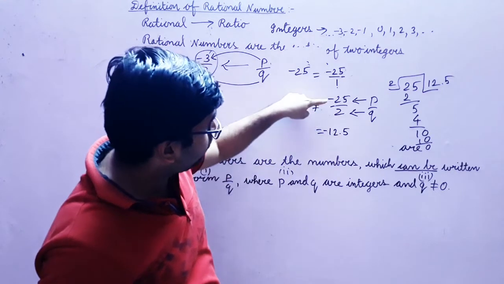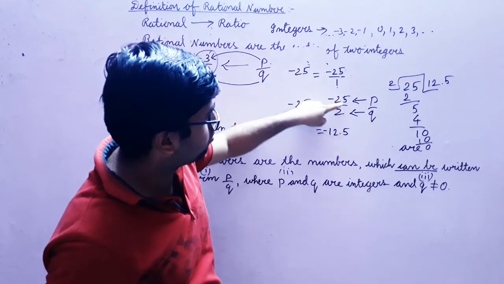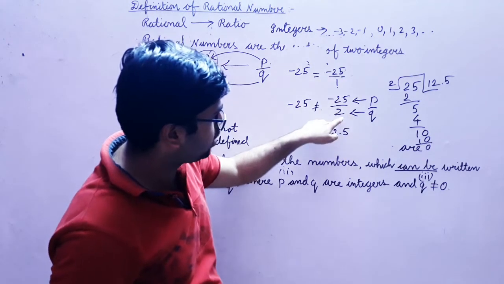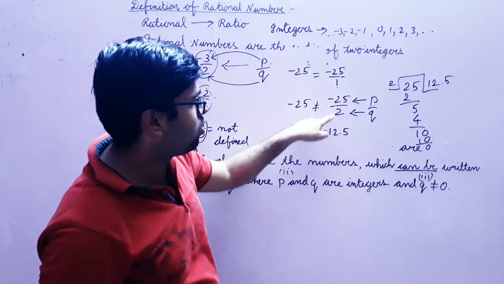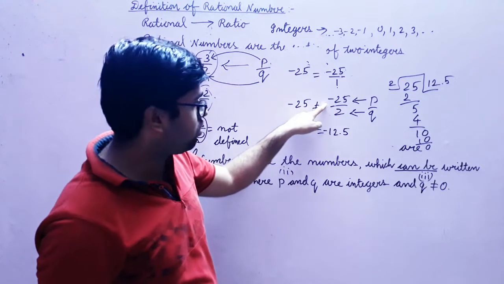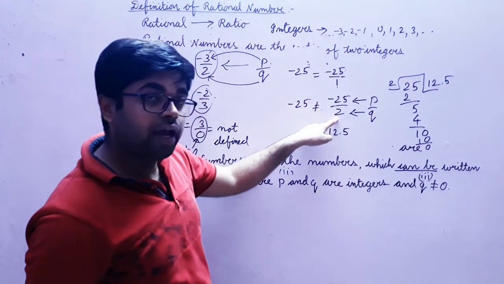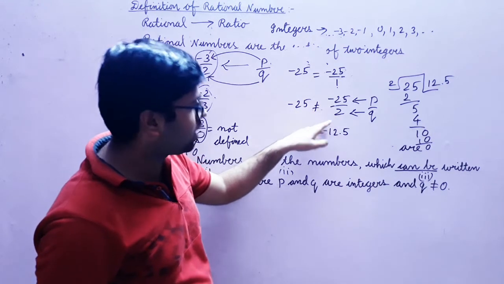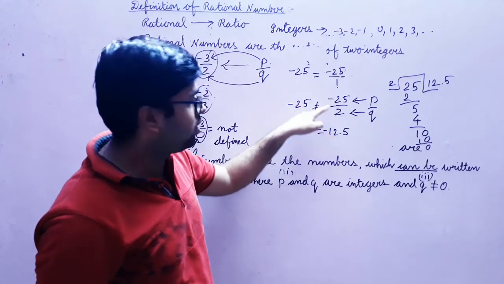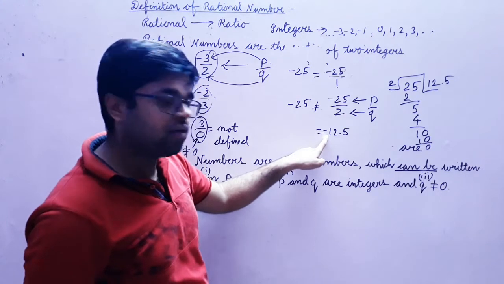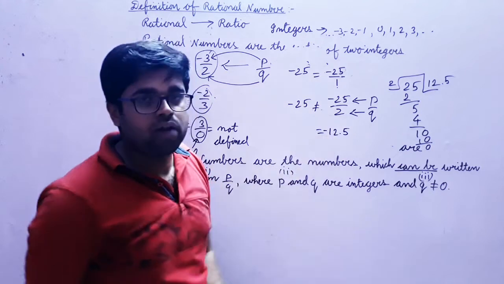The number p which is written upside is known as numerator, and the number which is written downside, q, that is 2, is known as denominator. The signs of numerator and denominator are opposite. Numerator is negative and denominator is positive. That is, the sign with numerator is minus and the sign with denominator is plus. There is no sign with denominator actually, that means there is a plus sign. Since the signs are opposite, with the quotient we put a minus sign. So minus 25 divided by 2 is minus 12.5.